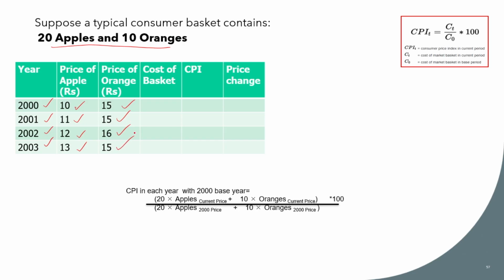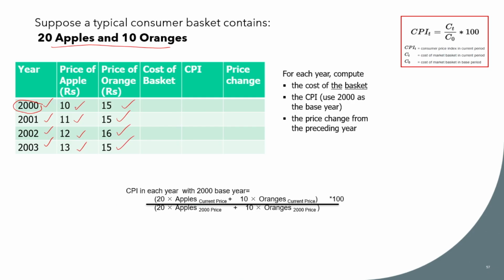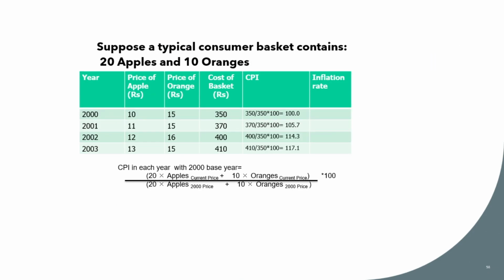Next year also there is no change, then there is an increase to 22, but there is a decline to 23. Now, using the steps that we just discussed, let us first calculate the cost of the basket in each year. Then we need to calculate the CPI, and from that we can calculate the price change. For each year you need to calculate the cost of the basket and the CPI, using 2000 as the base year, and then the price change from the preceding year. To calculate the cost of the basket, multiply the quantity times the price in the respective year.